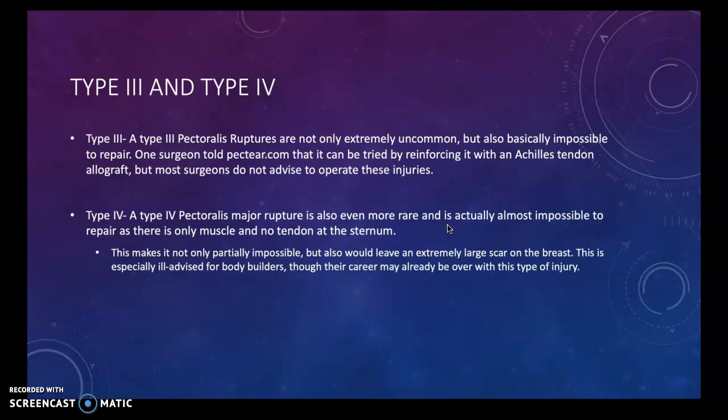And a type 4 pectoralis major tear is even more rare and is basically almost impossible to repair, as there's only muscle and no tendon at the sternum. This would leave an extremely large scar on the breast and is especially ill-advised for bodybuilders, so their career may already be over with this type of injury.